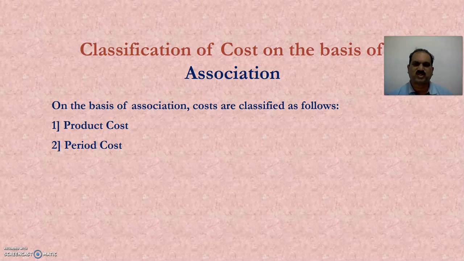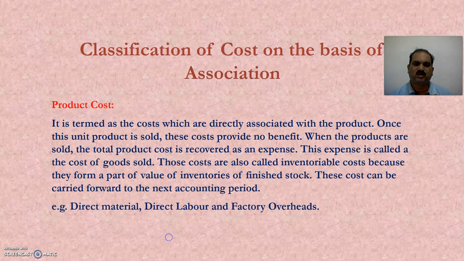On the basis of association, the cost is classified as product cost and period cost. Let's see what is product cost. It is termed as the cost which is directly associated with the product. Once this unit of product is sold, these costs provide no benefit. When the products are sold, the total product cost is recovered as an expense. This expense is called the cost of goods sold. These costs are also called inventoriable costs because they form a part of the value of inventories of finished stock.